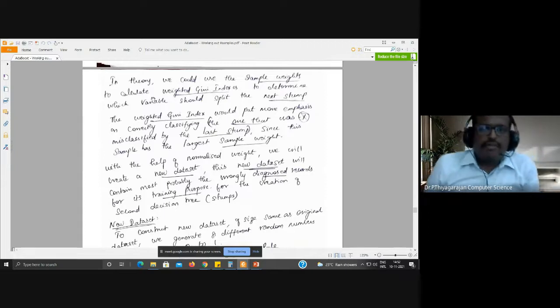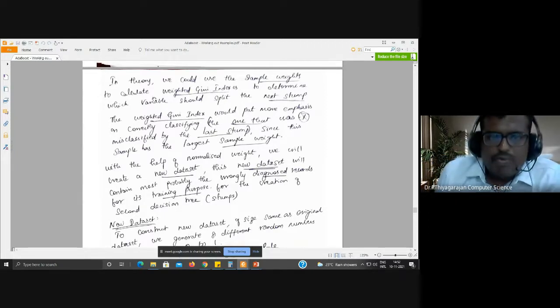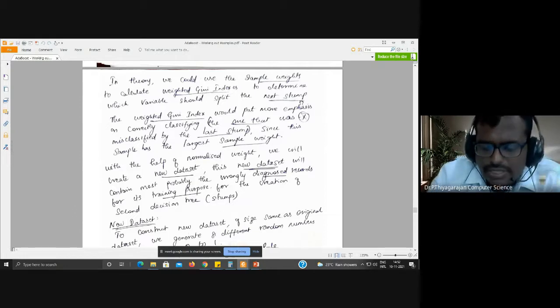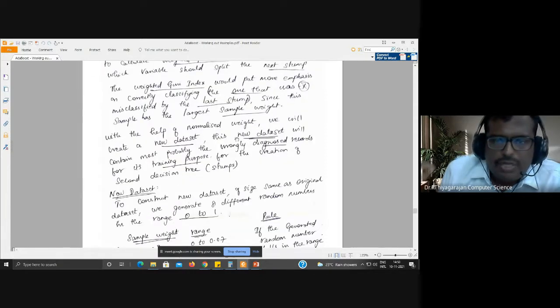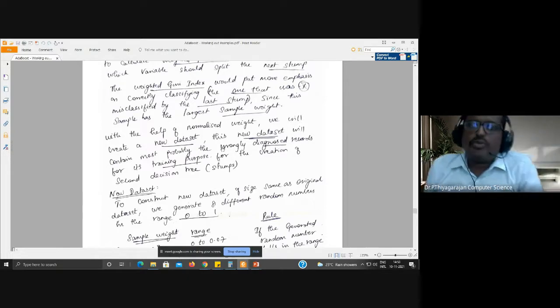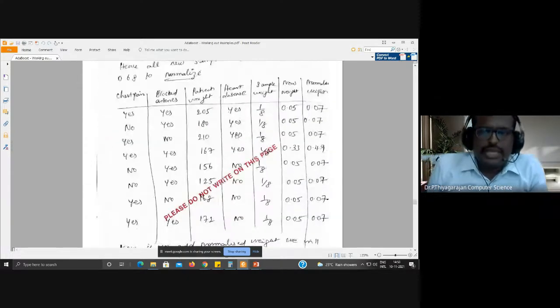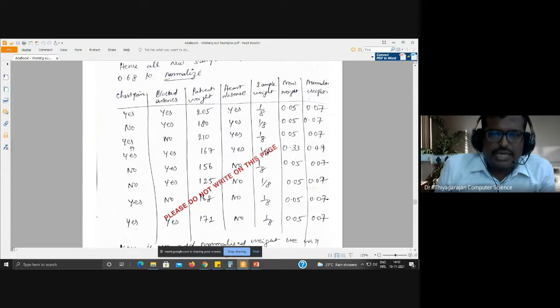So in theory, we could use the sample weights to calculate the weighted Gini index to determine which variable should be split on next. Initially, to decide which will form the stump, we used the Gini index formula. Now the weighted Gini index would put more emphasis on correctly classifying the one that was misclassified in the last turn. Now we are going to focus only on the incorrectly classified data. So this is the incorrectly classified data.